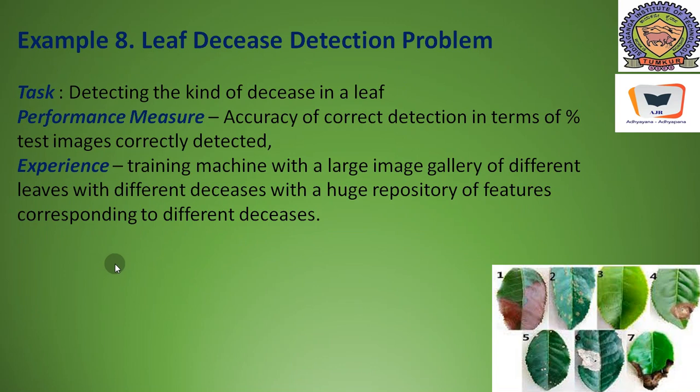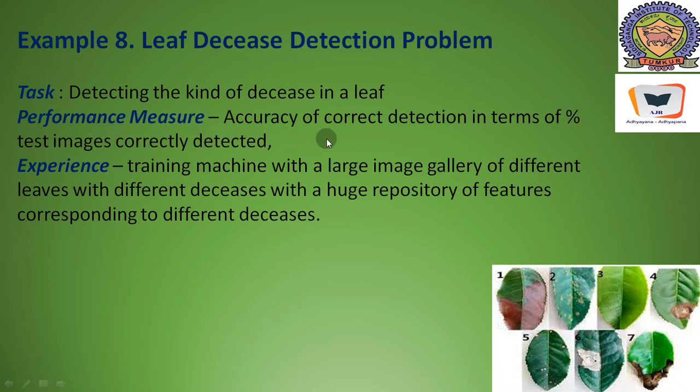Example 8, leaf disease detection problem. Detecting the kind of disease in a given leaf. Of course, a leaf cannot be provided to a machine. It goes without saying that we provide images of leaves inflicted with diseases, and also images of a normal leaf which has not been stricken by a disease.